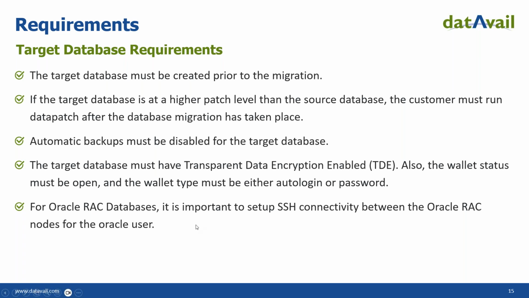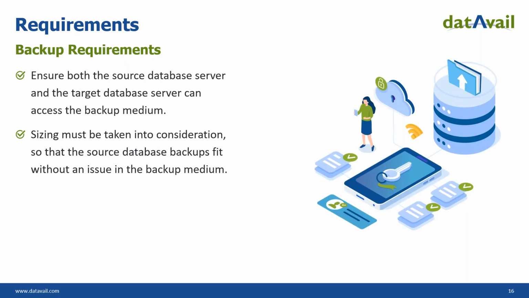For Oracle RAC databases, we need to configure SSH connectivity between the Oracle RAC nodes for the Oracle user. That's a very basic requirement for RAC. So this time we are going to do it from one Oracle host to another Oracle host where we are going to migrate. So that's the target database requirement we have here for JDM. And the backup requirement, we already went through the backups and backup appliances it supports. So ensure both the source database server and the target database server can access the backup medium.